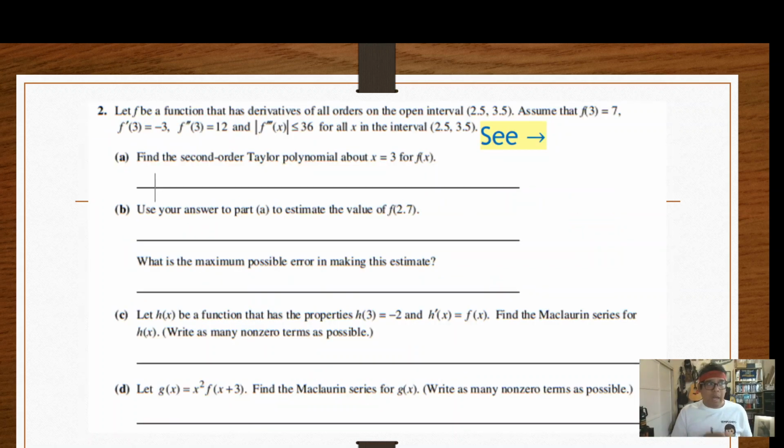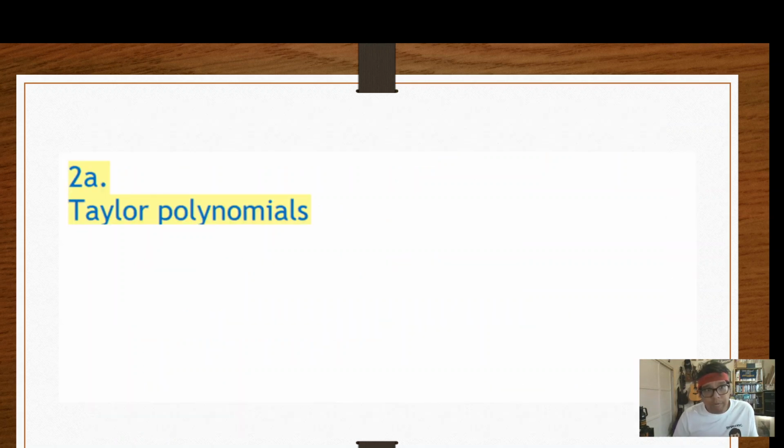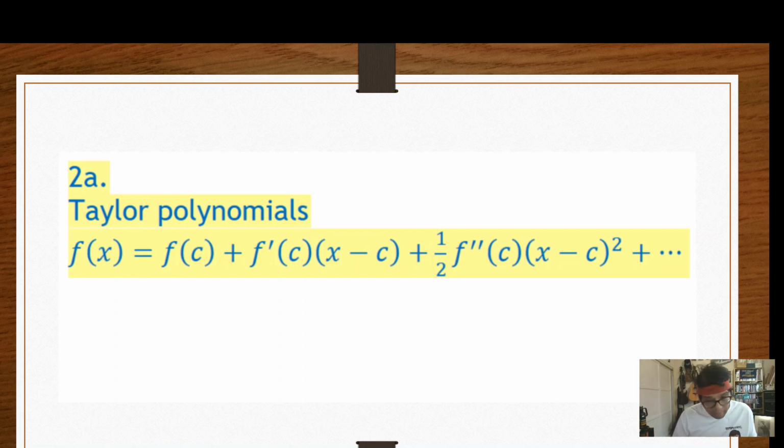Okay, number 2 says that if we have the function with derivatives on the interval 2.5 to 3.5, and there's a list of derivatives here, all evaluated at 3, then write the second order Taylor polynomial for f of x. Now, you want to start off with the general format for any Taylor polynomial. So here it is. This is for any second order Taylor polynomial. Actually, this is a Taylor series.